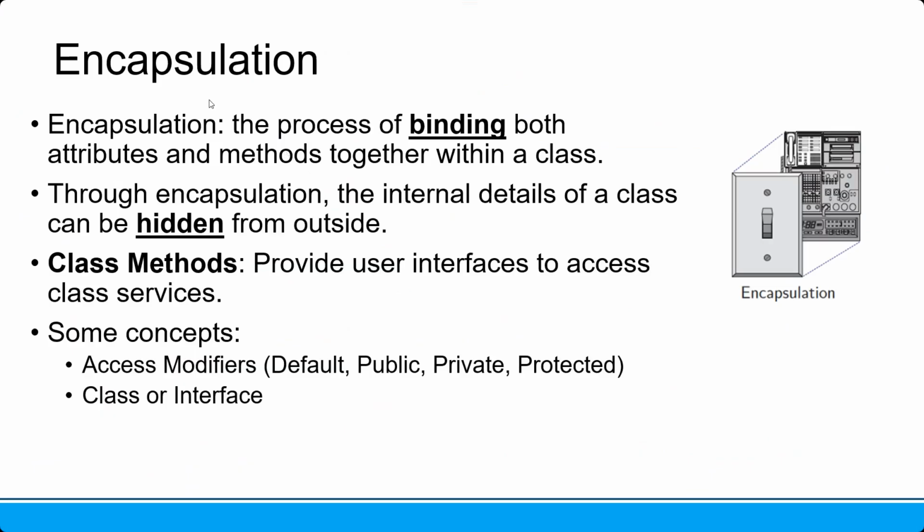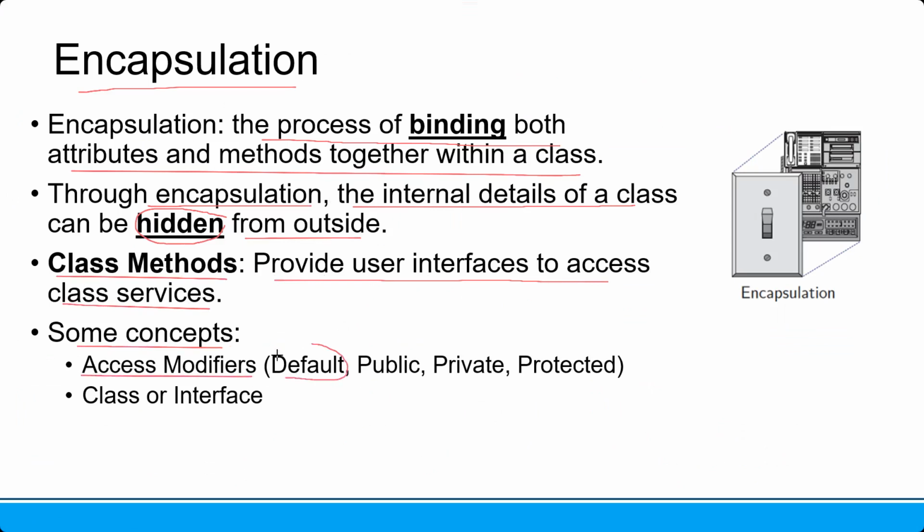The next is about encapsulation. Encapsulation means the process of binding both attributes and methods together within a class. Through encapsulation, the internal details of a class can be hidden from outside. In encapsulation, there are some class methods that provide a user interface to access the class services. Some of the concepts of encapsulation we can see later: the access modifiers. We can see default, public, private, and protected, and whether it is a class or an interface.